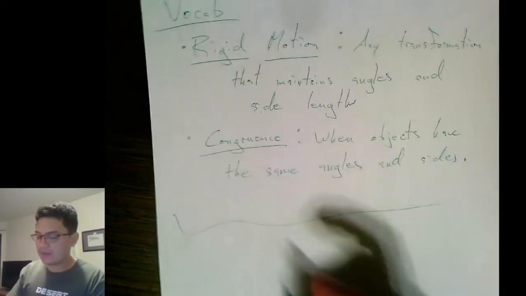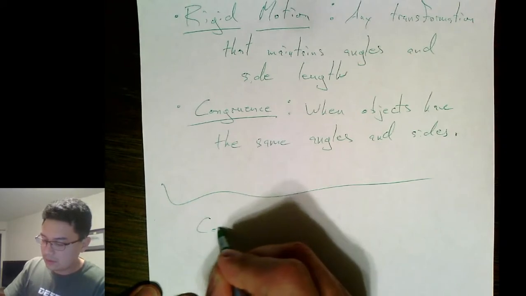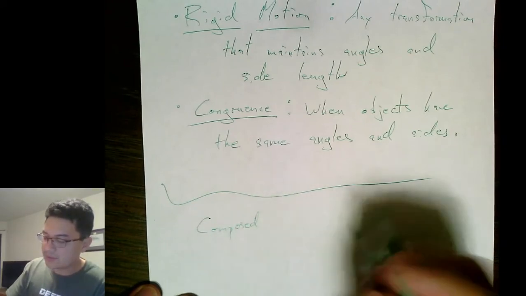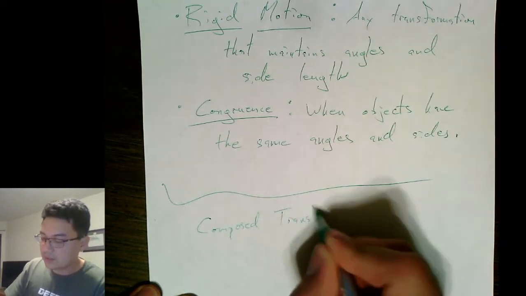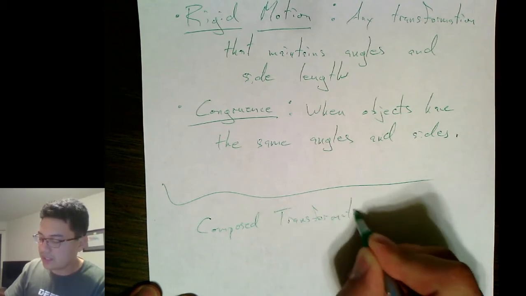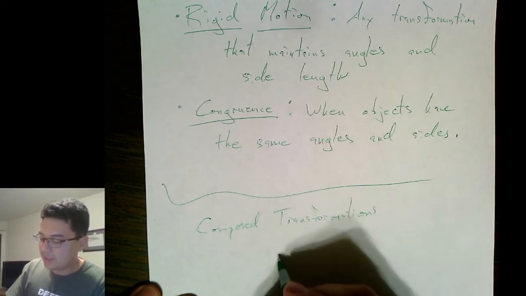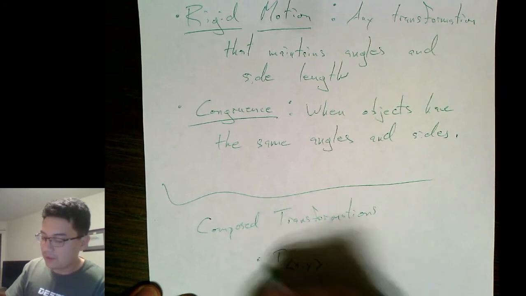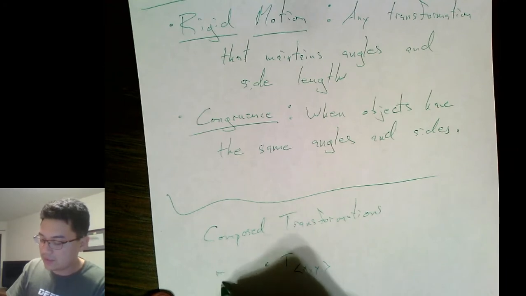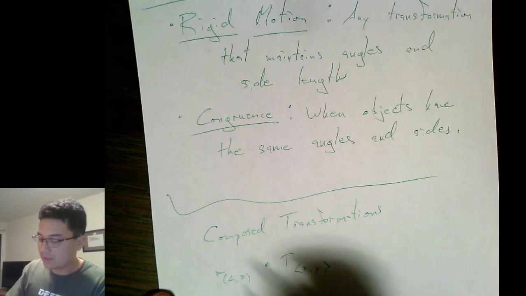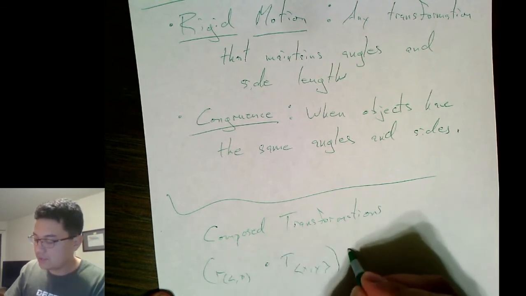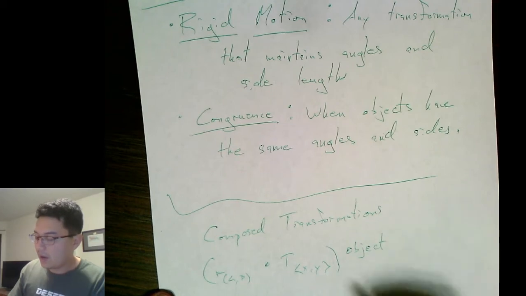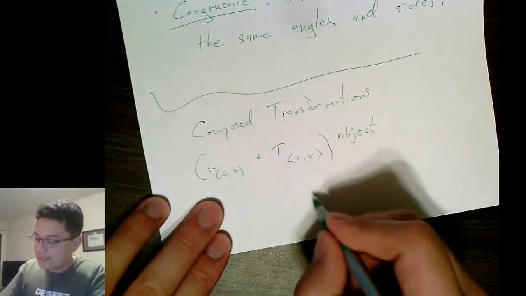Always remember that whenever we have a composition of transformations, that's the little circle between transformations. So for example, if we have a translation of some sort followed by a rotation of some sort, so we have some sort of an angle measurement and some sort of a point that we go around of a given object. Always remember that with these things, we always read these going right to left.